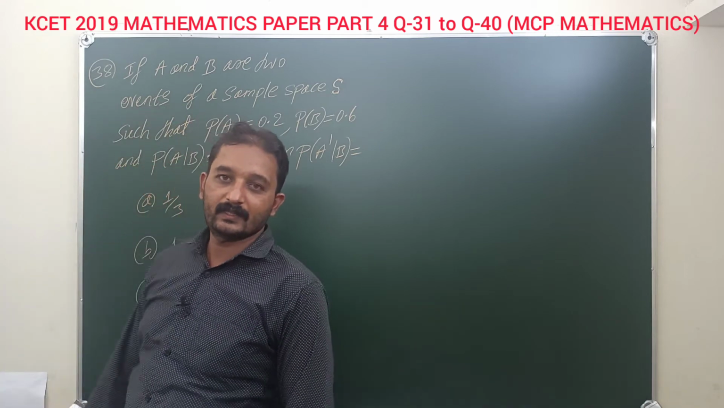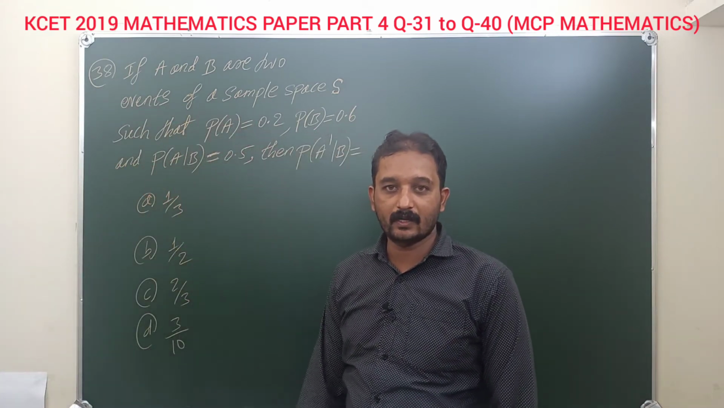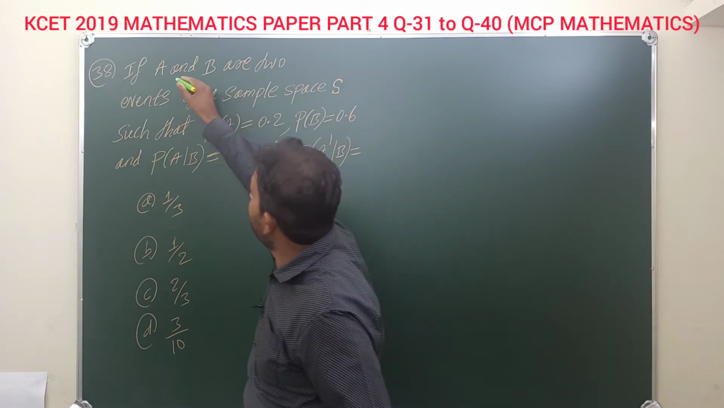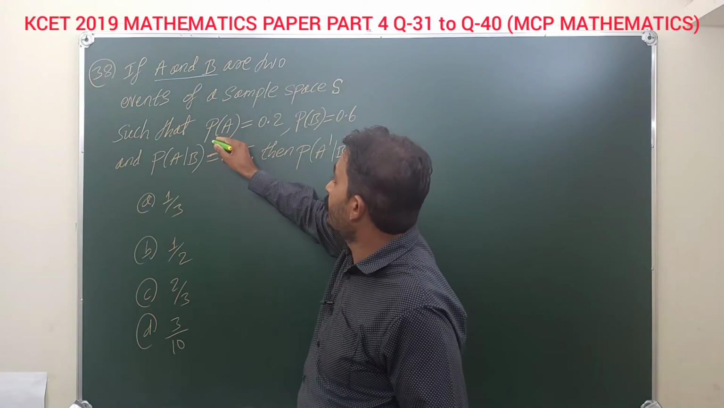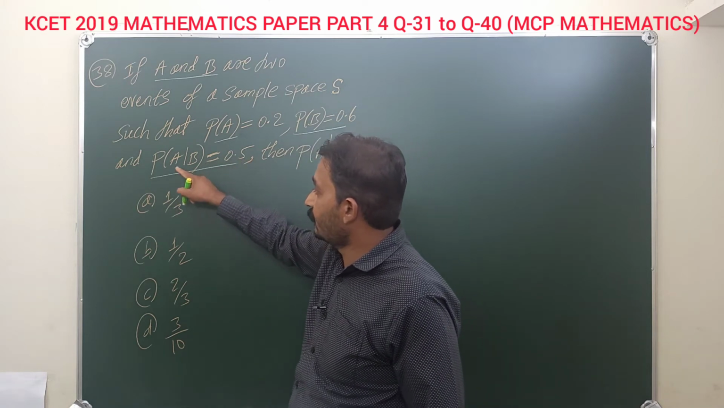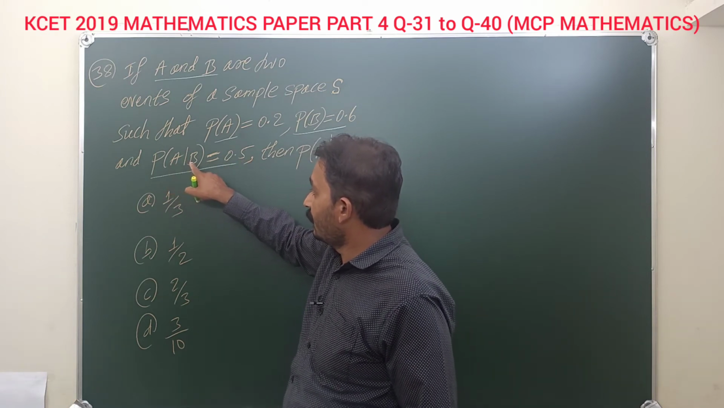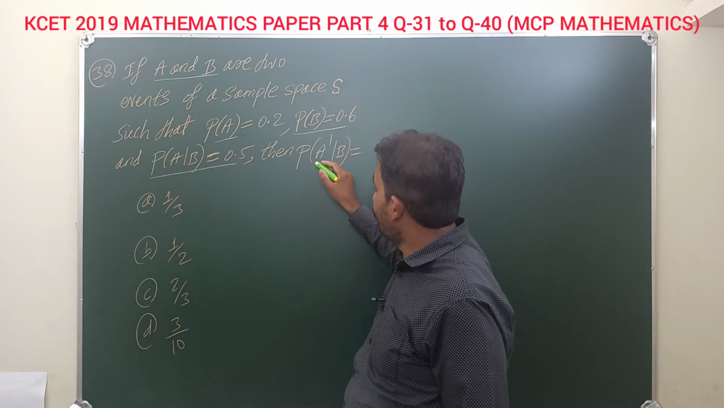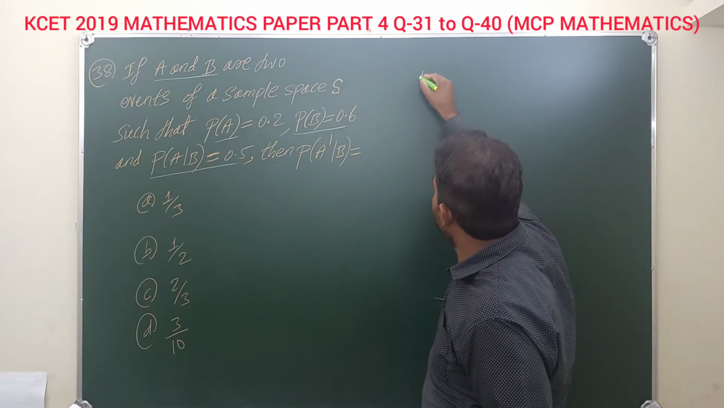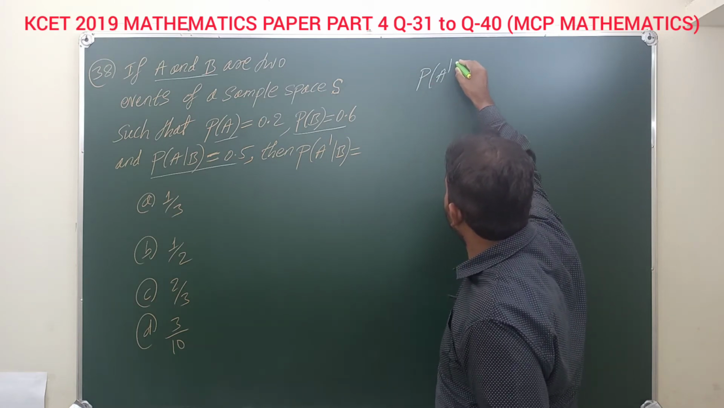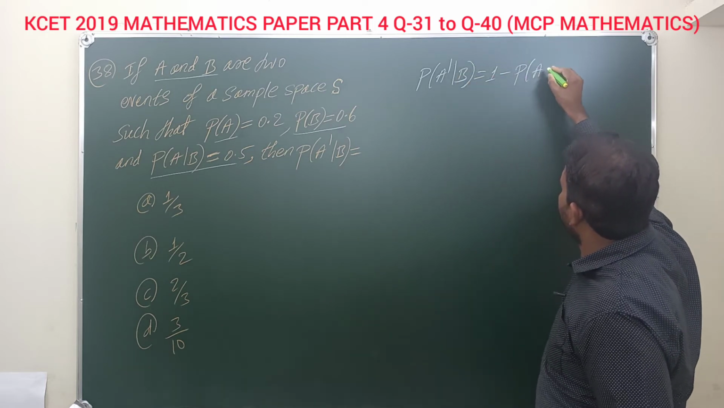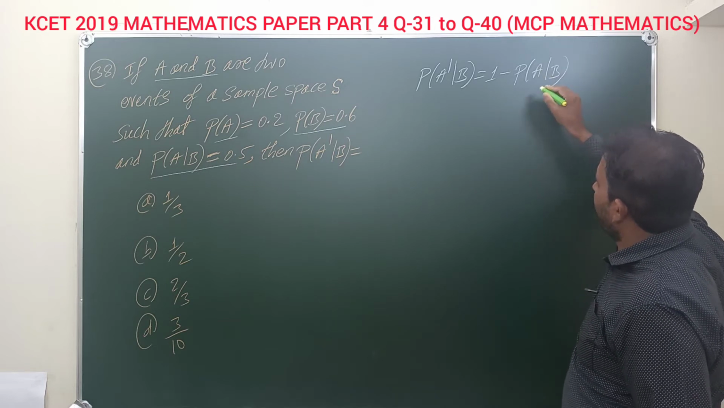Now let us move on to question number 38. Once again this question is based on the chapter Probability, particularly conditional probability. Let us see the question. A and B are events, the probability of A is given and the probability of B is given, and the probability of A given B is also given. Then find the probability of A complement when B has already occurred. Using the complement rule, the probability of A complement given B can be written as 1 minus the probability of A given B.